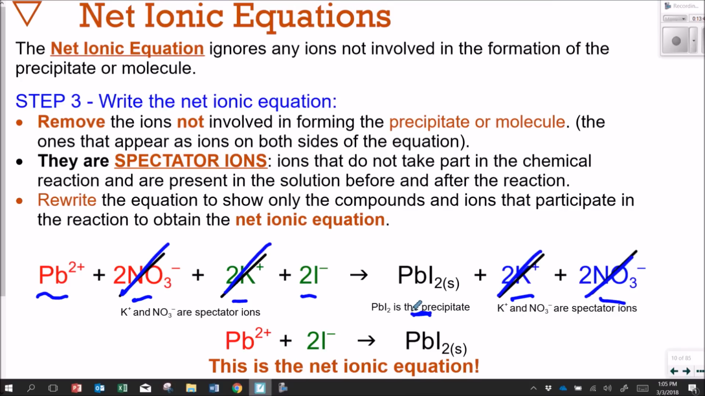So then we rewrite the equation, removing all the spectator ions. So we end up with Pb2+ plus 2I- gives me my lead(II) iodide solid precipitate. And this is your net ionic equation.